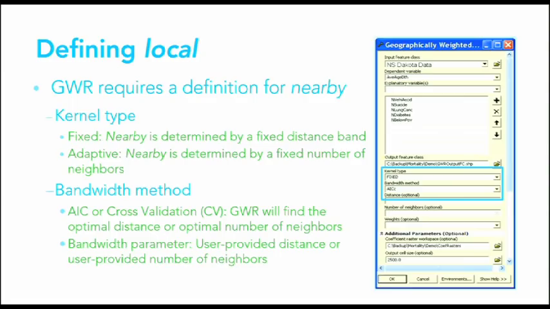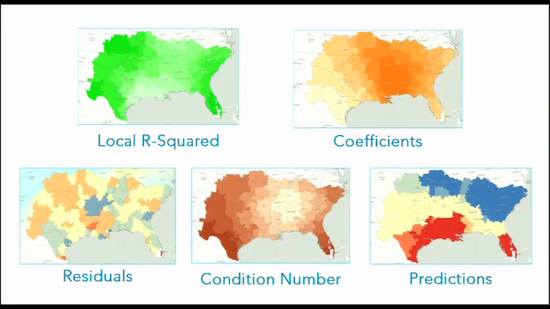So you can also, if you have some meaningful reason to do so, provide a distance yourself or a number of neighbors if you want to. So that's another option for the bandwidth method, but just something to think about. But the default itself is good. The AIC and the cross-validation do a really good job of optimizing what the appropriate distance or number of neighbors will be.